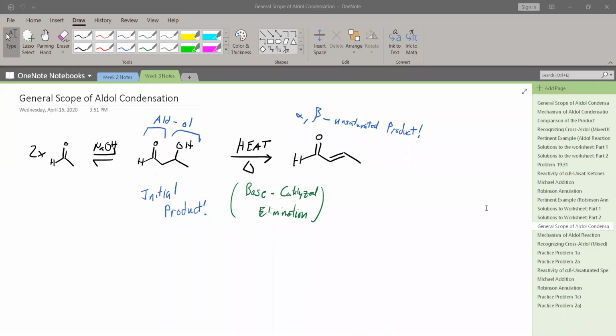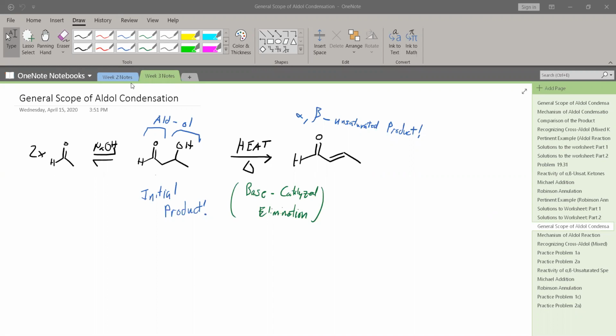Hello, y'all. Today we're going to be talking about the aldol condensation. And what we mean by the aldol condensation is that we can take two of some kind of ketone or aldehyde, specifically only those two. And let's say we react it with some base.